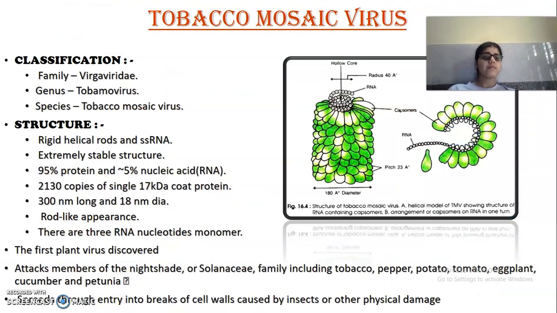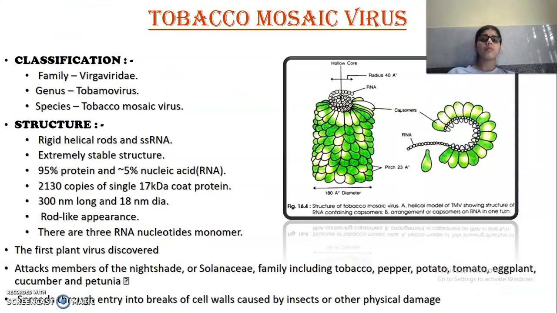Now we know about some plant viruses such as tobacco mosaic virus. Classification of tobacco mosaic virus: family Virgaviridae, genus Tobamovirus, and species tobacco mosaic virus. The structure of tobacco mosaic virus is rigid helical rods and single-stranded RNA, an extremely stable structure, 95% protein and nearly 5% nucleic acid, that is RNA.